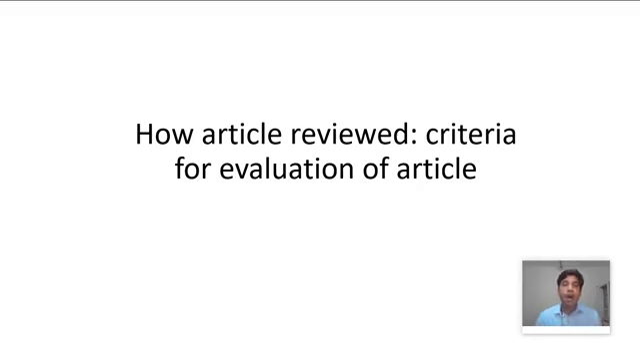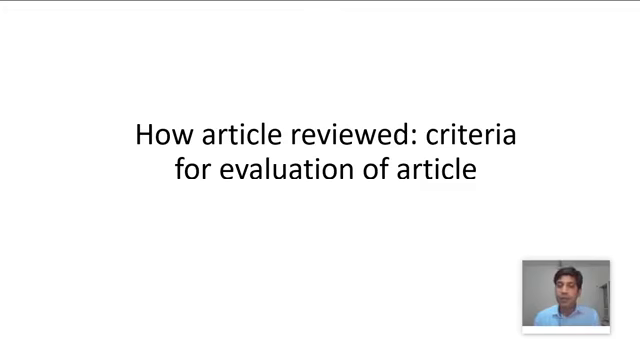Now, next is how an article is reviewed and what are the criteria for evaluation of an article. After submission of your manuscript to the editor, each manuscript is checked for plagiarism and assessed carefully to determine if it fits the aim and scope of that particular journal or not. If journal representatives are enthusiastic about the work, the journal editor will appoint a reviewer for your paper.